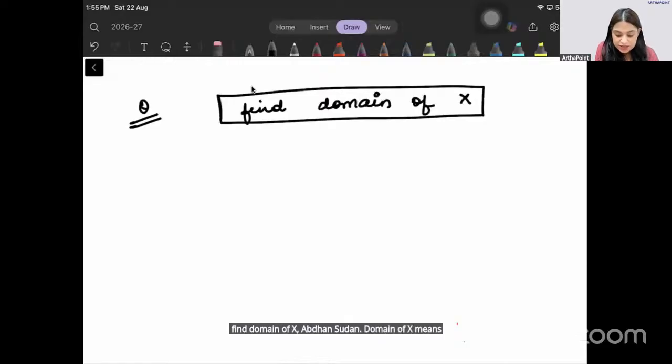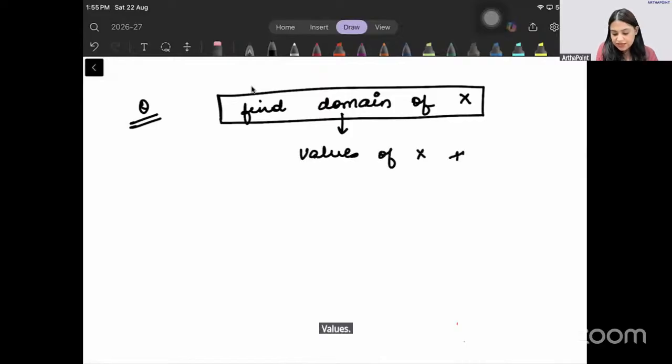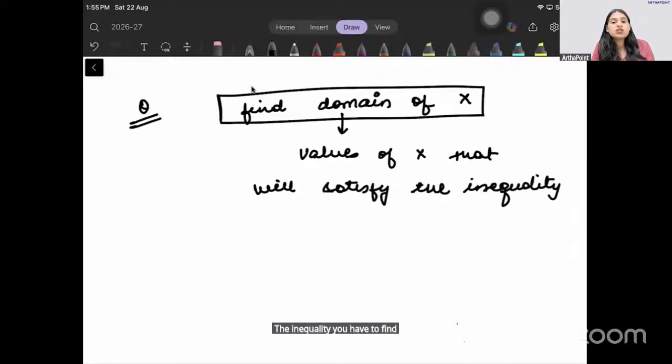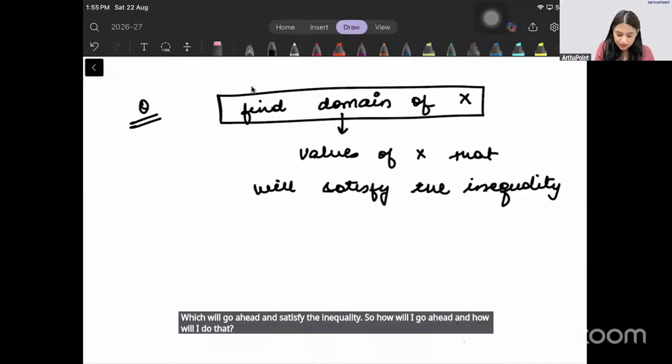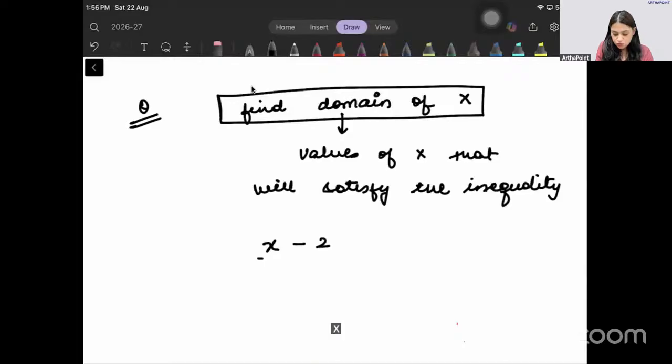Domain of x means simply you have to find values of x that will satisfy the inequality. You have to find those values of x which will go ahead and satisfy the inequality. So how will I do that? Let's say the question is |(x - 2)/(x + 1)| < 2. In absolute value less than 2.